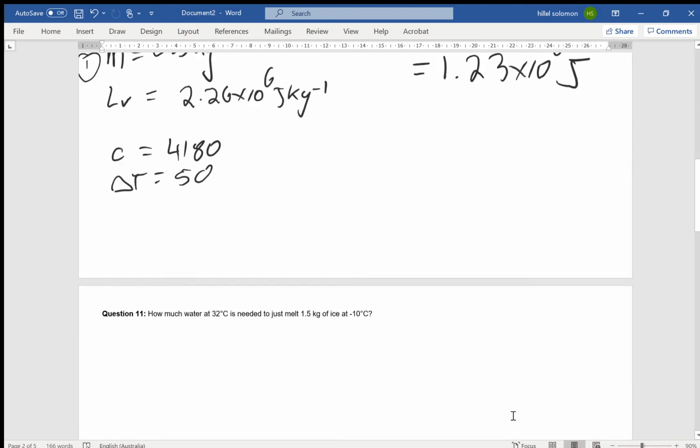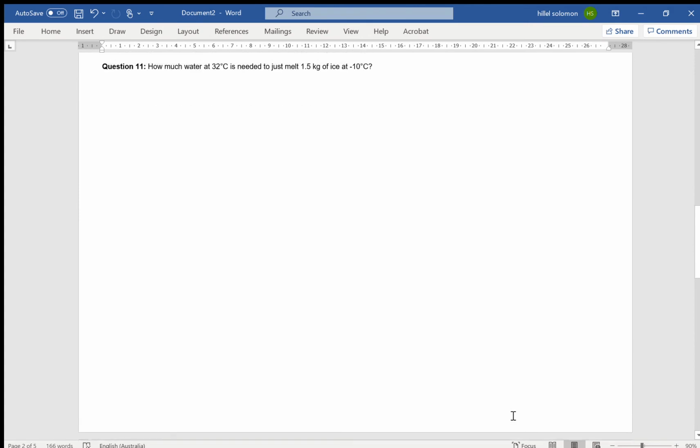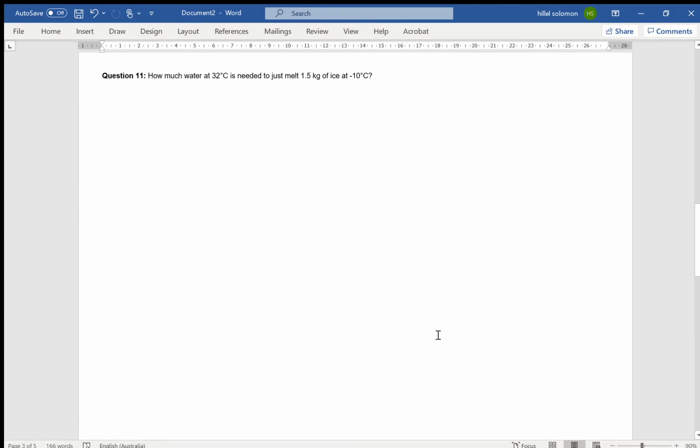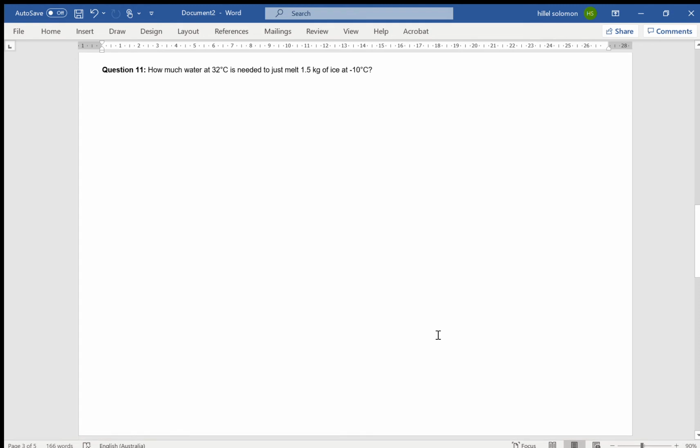Let's move on to question 11 from the sheet. The question is, how much water at 32 degrees Celsius is needed to just melt 1.5 kilograms of ice at negative 10 degrees? Okay, so this is a question of thermal equilibrium, where the heat is being transferred from the warm water into the ice.